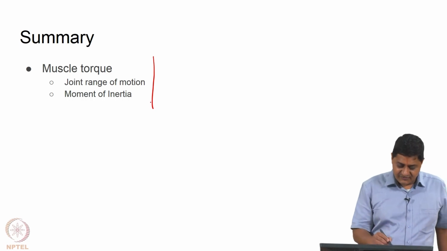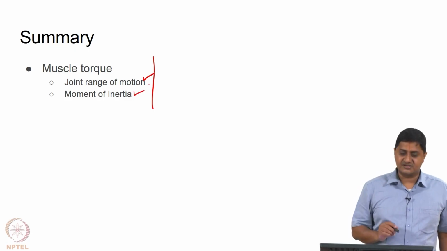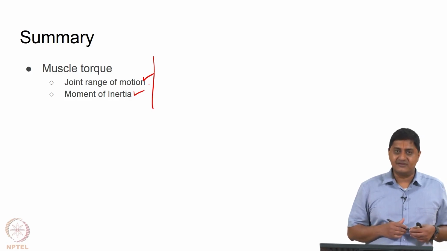So, in this class we have discussed how joint range of motion affects muscle torque that is produced and how moment of inertia affects muscle torque that is produced. We have also discussed learning and skill level and other such things.